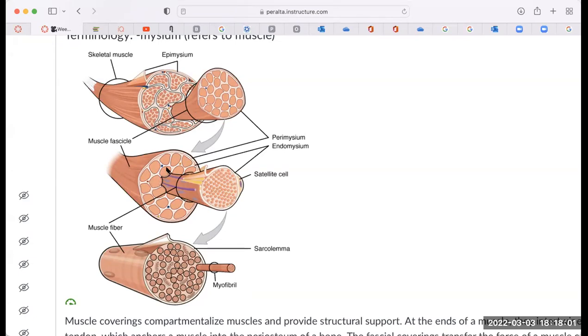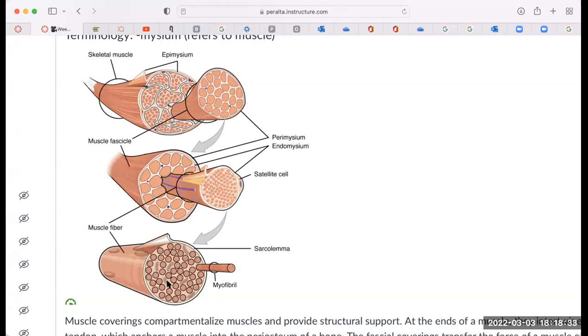Inside the fascicle you have individual muscle fibers. This whole thing is a muscle fiber, and a muscle fiber is one cell. So it's one cell that goes from one bone to another bone. The biceps goes from the shoulder to the elbow. That's one fiber long.